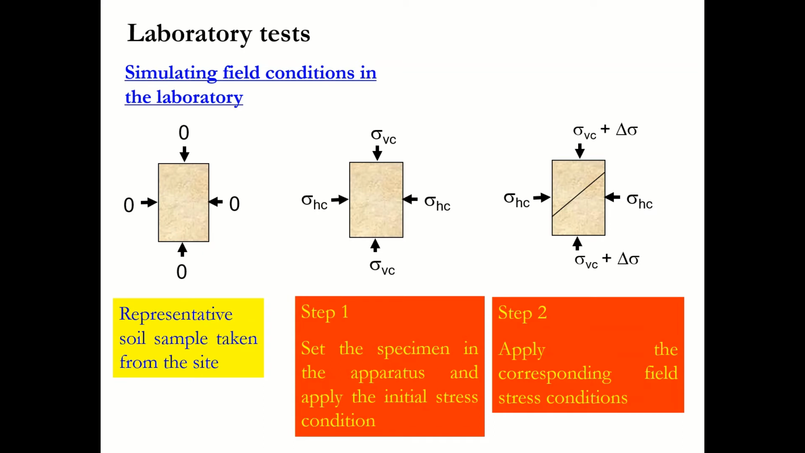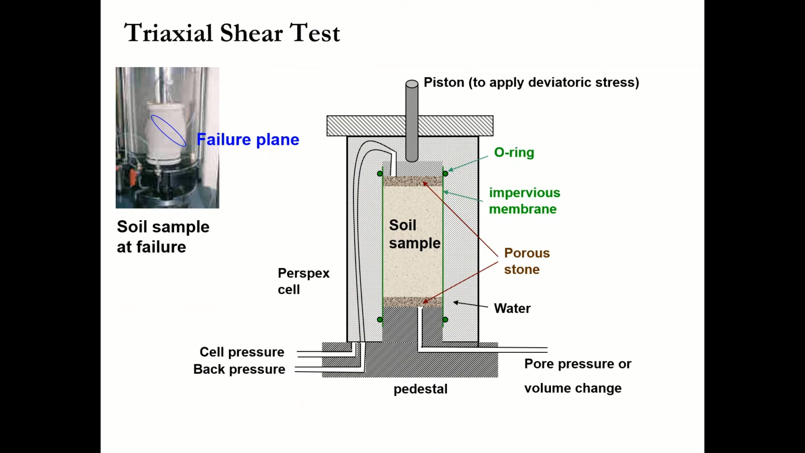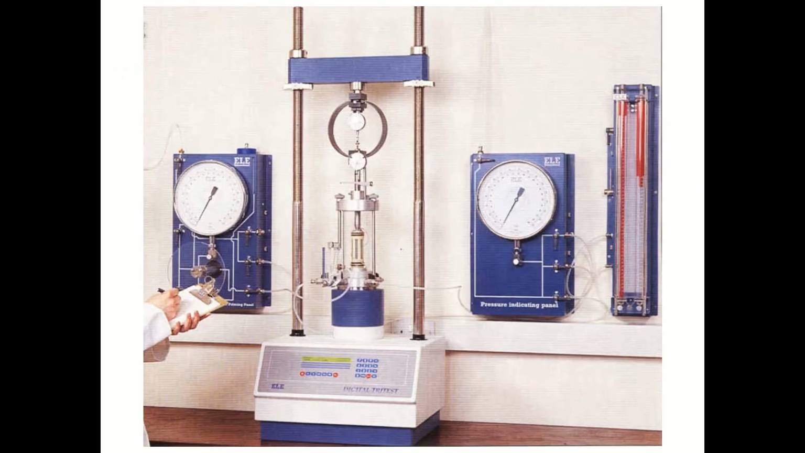The main advantage of the triaxial test is that we can simulate these two conditions and our soil sample will fail at its weakest point, whereas in the direct shear test, we force the soil sample to fail in a fixed horizontal plane. This is a schematic diagram of the triaxial shear test. We will simulate the all-around soil pressure by applying a cell pressure by water. Then we will apply the deviator stress by a piston. This is an image of an actual triaxial test setup.